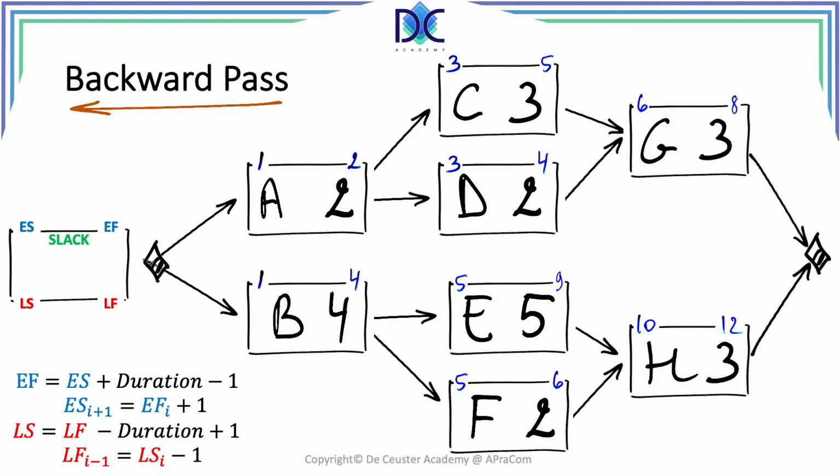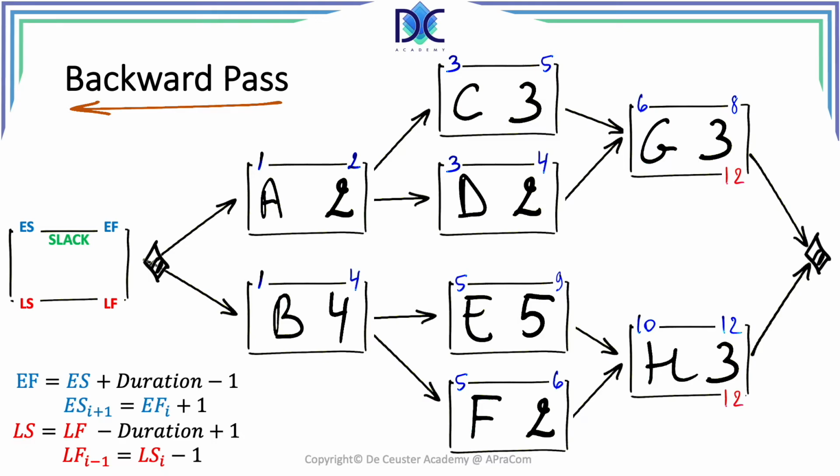And we have the late start of a successor. We can find the late finish of the predecessor by using: late finish of the predecessor is equal to the late start of the successor minus 1. The first thing to do is to find the late finish of G and H. And we have to remember here that the late finish is equal to the duration of the project, and we get that the late finish for both activities is equal to 12, or the project duration.